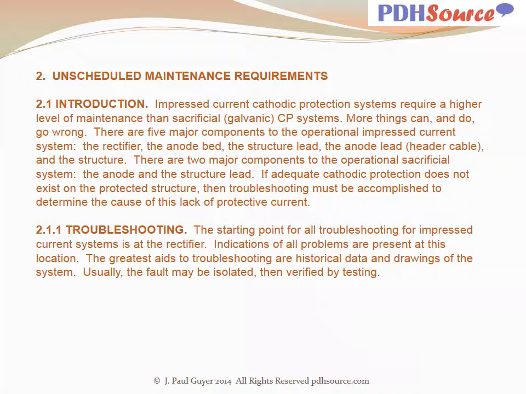There are 5 major components to the operational impressed current system: the rectifier, the anode bed, the structure lead, the anode lead, the header cable, and the structure. There are 2 major components to the operational sacrificial anode system: the anode and the structure lead. If adequate cathodic protection does not exist on the protected structure, then troubleshooting must be accomplished to determine the cause of this lack of protective current.